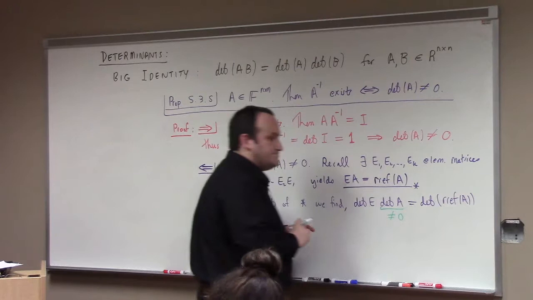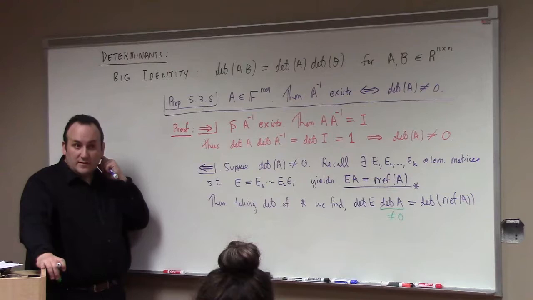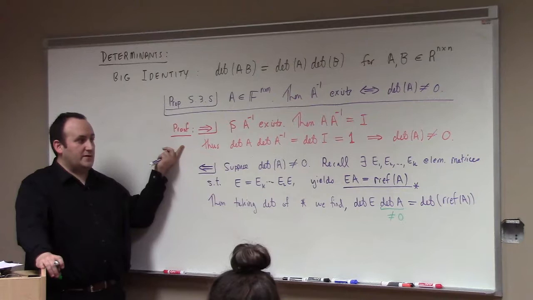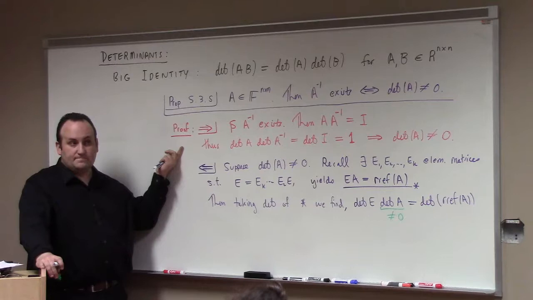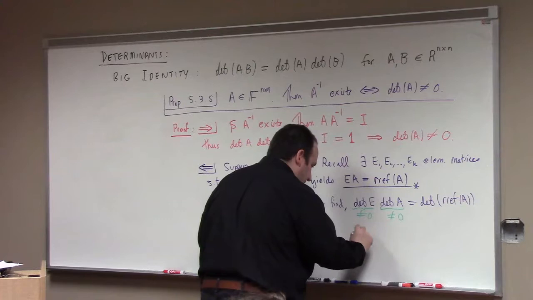Well, E is the product of elementary matrices, right? We have proved previously that that's what? Invertible. So by part one of my proof, we already know that the determinant of E is also non-zero, right? So this is also non-zero, since E inverse exists.